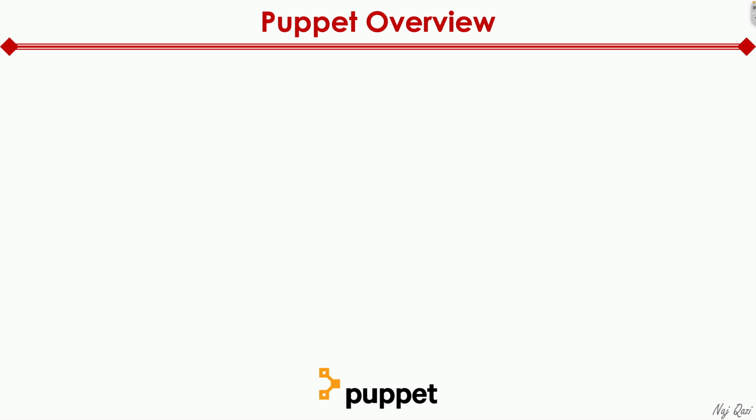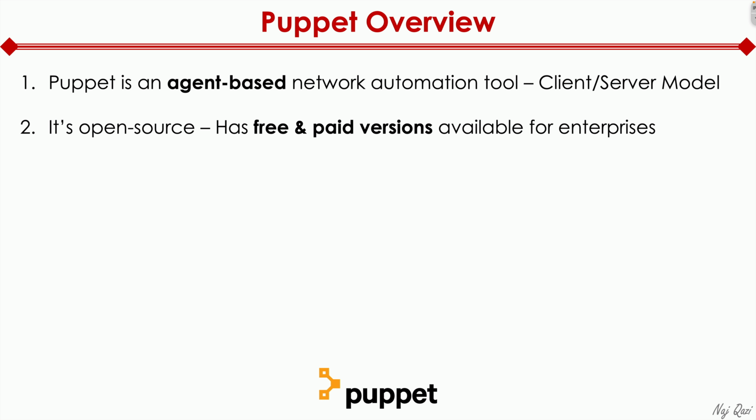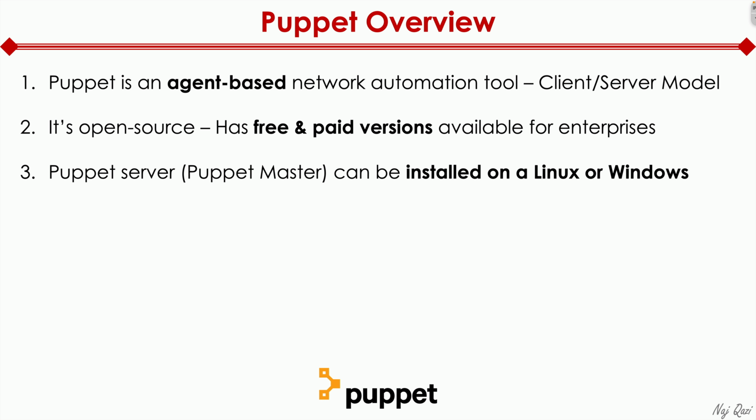And finally, we're going to look at Puppet. This is another very popular network automation tool. Once again, very similar to Chef. It's an agent-based tool, client-server model. It's open source like the rest. It has both free and paid versions available.